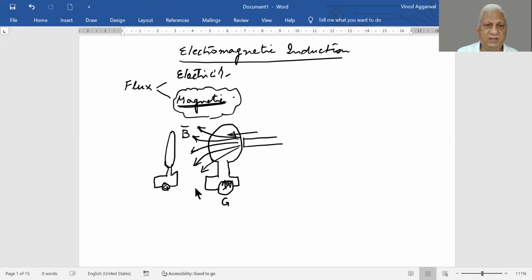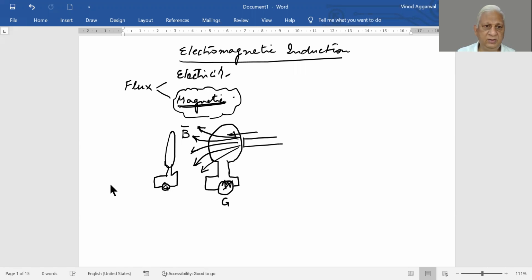So when we talk about flux, flux is something like a bundle of lines of force that is coming out of a surface or a loop, a closed area. And if their number or strength changes with time, then you generate what is called EMF. And this is what Faraday's law is.